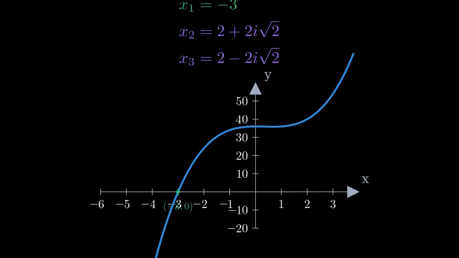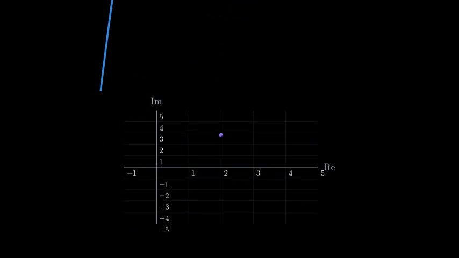Finally, to acknowledge the complex solutions, we show a simple complex plane. The points at 2 plus 2i square root 2 and 2 minus 2i square root 2 appear as symmetric points above and below the real axis.